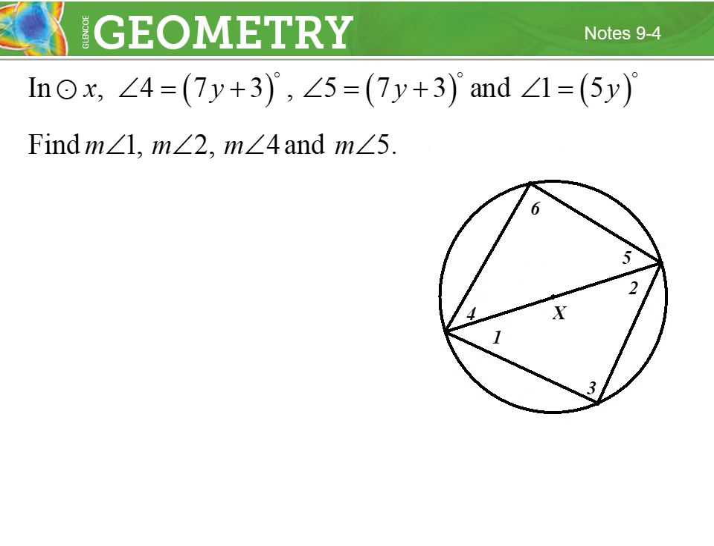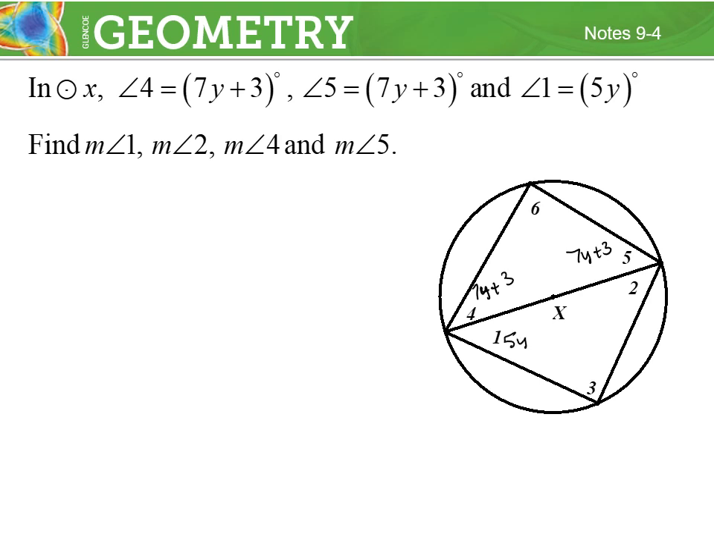This one, do you see that diameter? So if you can find a diameter, I would always start there with the diameter and make sure you can find all those 90-degree things. So we're going to go and label this though. This is 7y plus 3 right here. This is 7y plus 3 right here. And then this one is 5y.